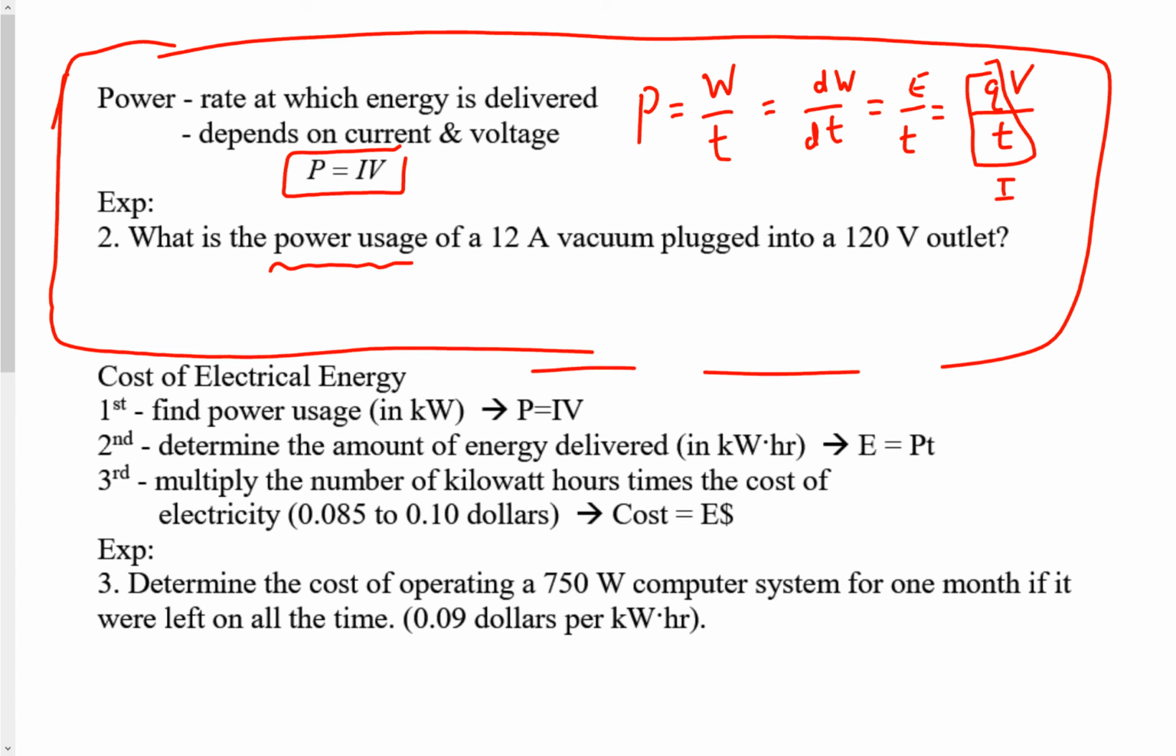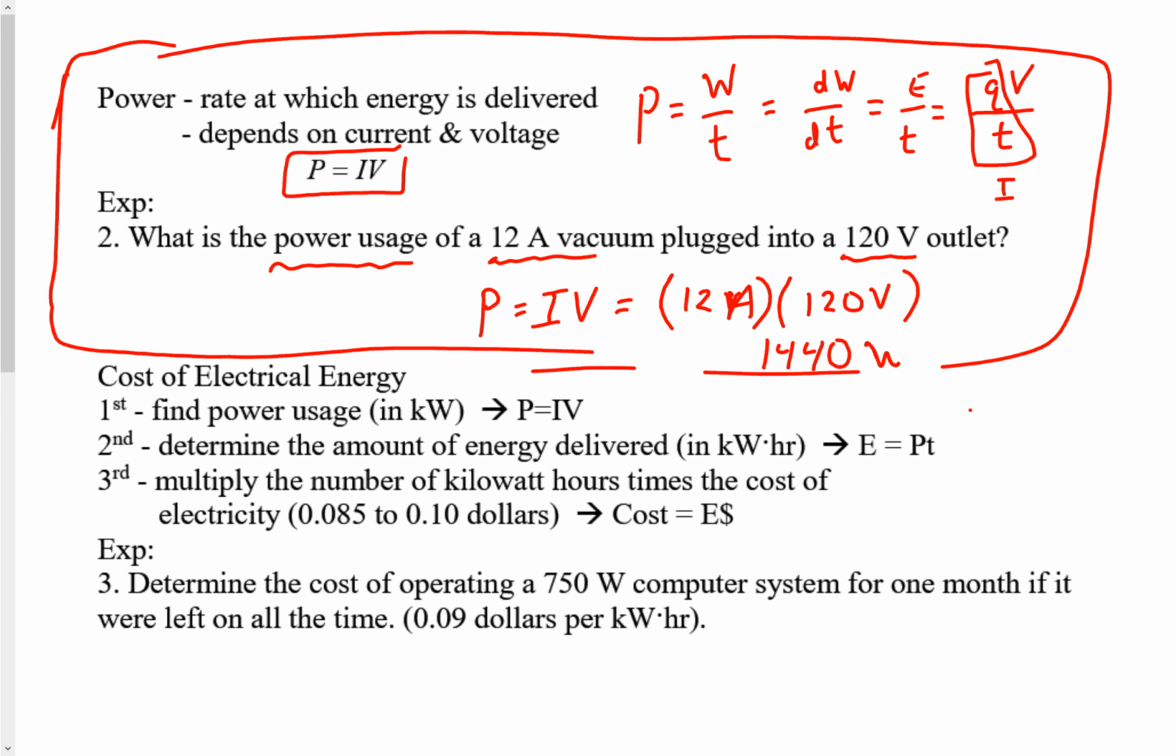So, real simple question, we'll finish the video up. If you have a 12 amp vacuum cleaner plugged into a 120 volt outlet, how much power would you be using? Well, power is equal to current times volts. So that would be 12 amps times 120 volts, which in that case would be 1,440, and the unit is watts, because watts are the unit for power.